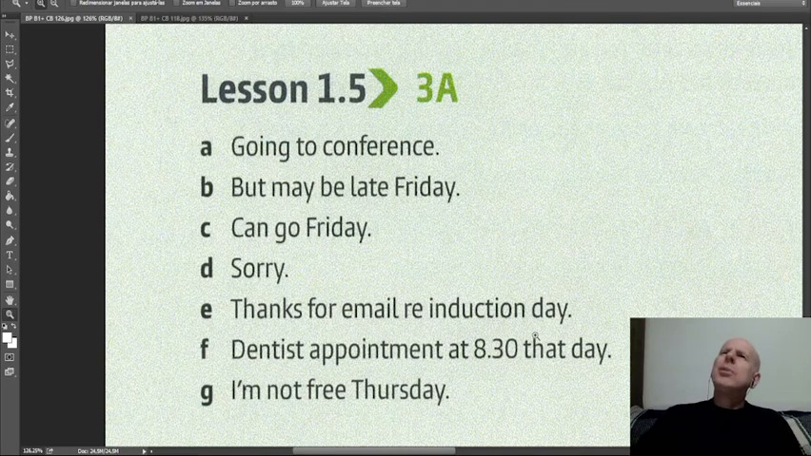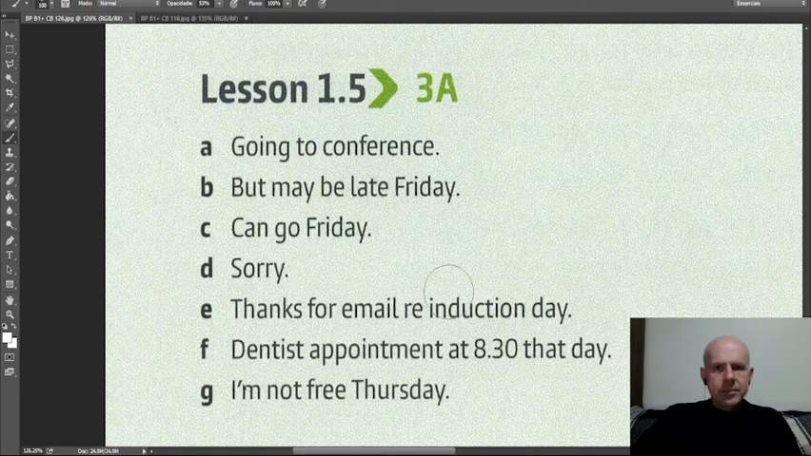Re-induction day? Why? Is the person working again in the company? No. Re here is referring to induction day, meaning about the subject of induction day, right? So we are going to answer that email about the induction day. And a dentist appointment at 8:30 that day. I'm not free Thursday. Look at some things here.